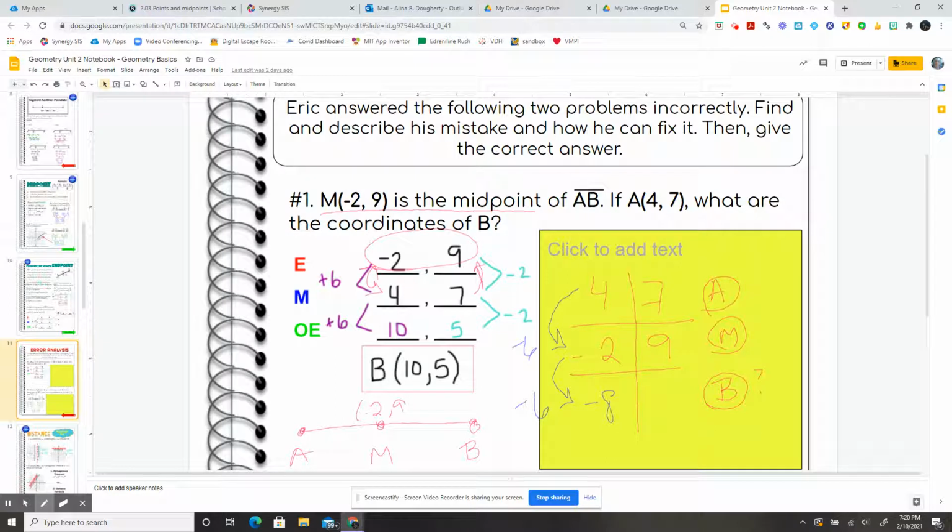I'm just following a pattern, right? So then on the Y side, 7 plus 2 is 9. So I'm going to add 2 more. And 9 plus 2 is going to be 11. So my answer here is going to be -8, 11.